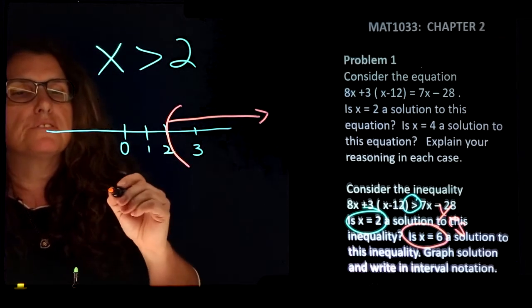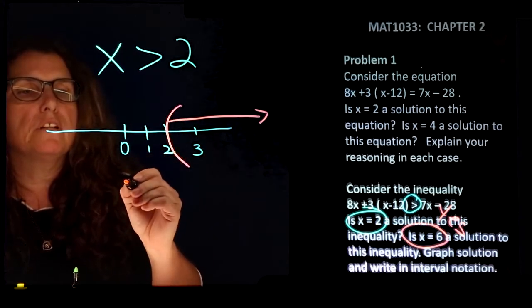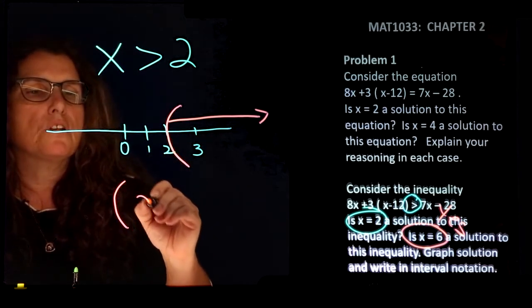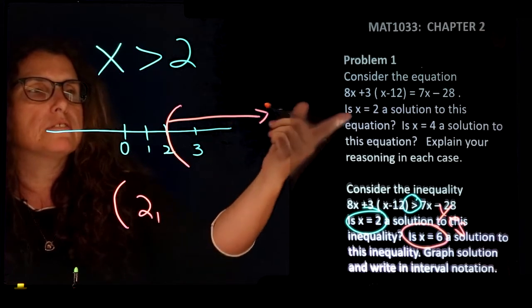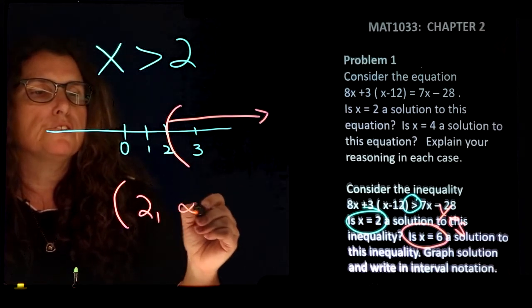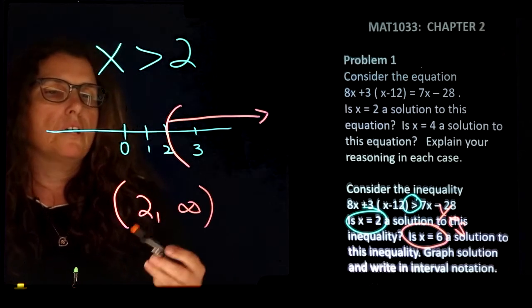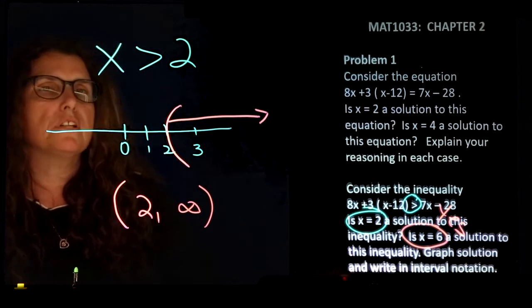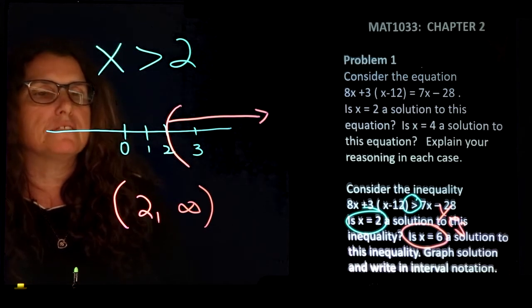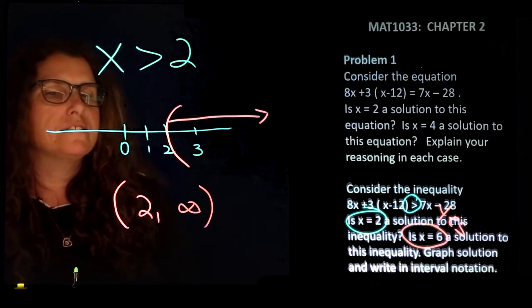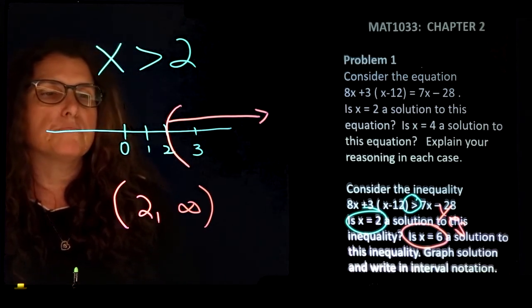In interval notation, we just copy our number line: we write a parenthesis, 2, comma, and this is going all the way to the right to infinity. Infinity is always a parenthesis. The interval notation for this inequality of x greater than 2 is (2, infinity) in parentheses.